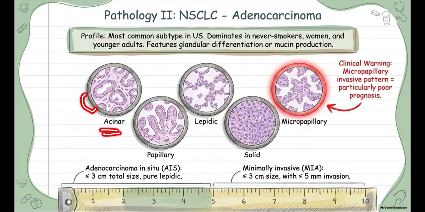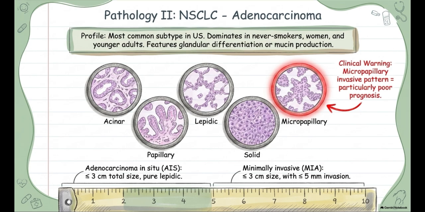Some form finger-like projections, called papillary. Sometimes it grows flat along the existing lung lining, almost like scales. We call this lepidic growth. A solid pattern, on the other hand, is just a dense mass of cells. The major clinical warning sign here is the micropapillary pattern. This looks like tiny, invasive tufts of cells. It carries a particularly poor prognosis.